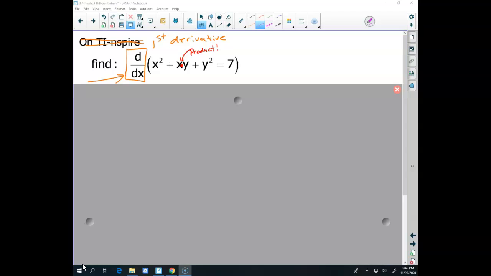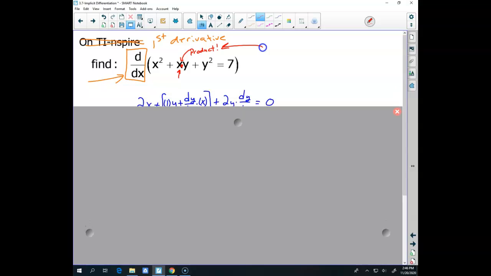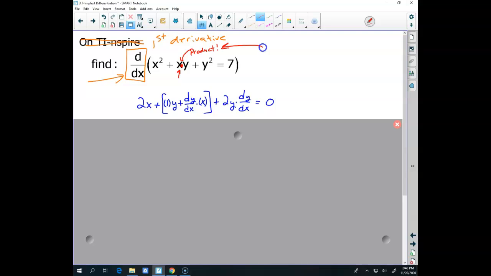And we're back for the attack. The first thing I want you to notice, really big, there's a product hidden in there. X times Y is a product. So we're going to come through. Derivative of x squared is 2x. I always like to do this with my products and separate them out. Derivative of the first term x, so I get 1 times y plus the derivative of y is dy dx times x plus the derivative of y squared is 2y times dy dx equals 0.